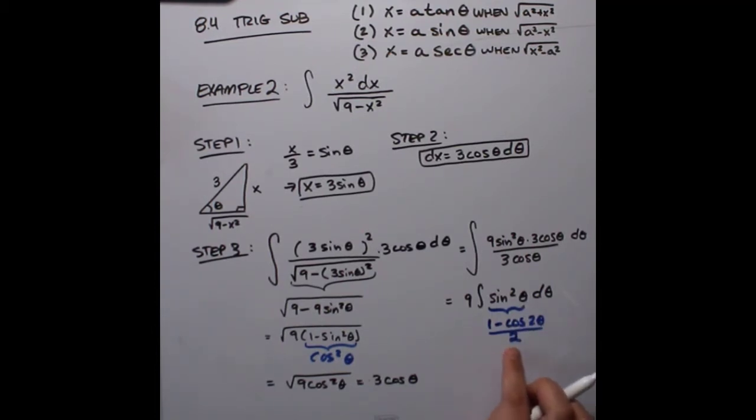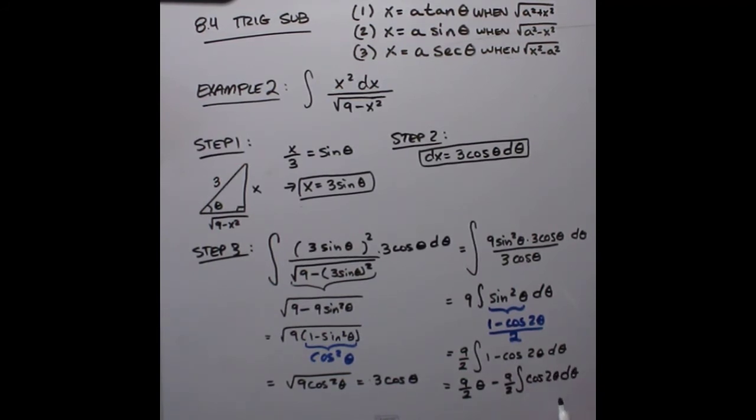Alright, so let's factor out this 2. I'm going to make this 9/2 in the front, and this is 1 minus cosine 2 theta d theta, and we can integrate this one pretty quickly. Using u substitution on the second part, let's just integrate the first term. This is just theta. Okay, so let me break this into two parts. Minus 9/2 integral cosine 2 theta d theta.